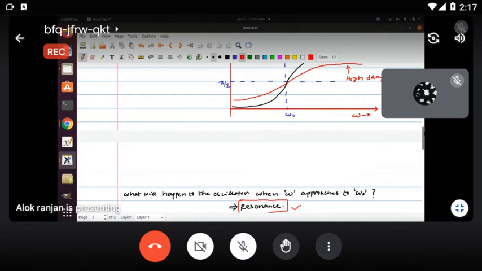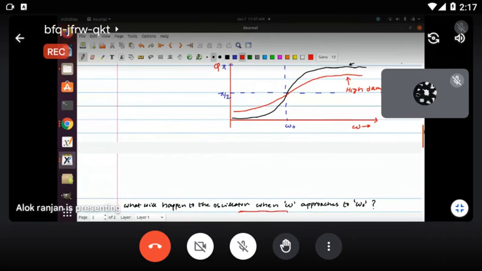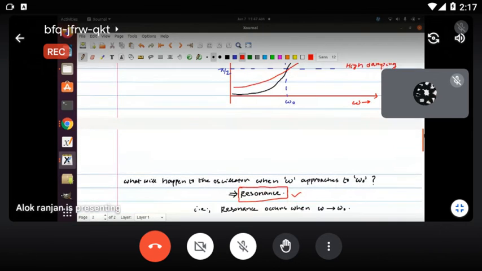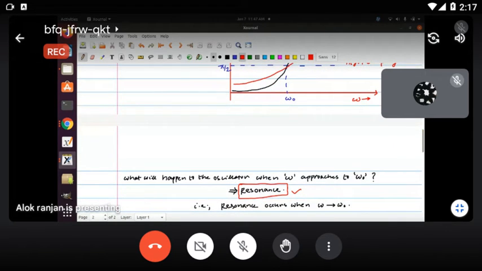So what will happen at resonance in a damped oscillation? That I am going to talk about. So you understand, right? We have this response curve and we are trying to look at what will happen when the external frequency approaches the natural frequency.